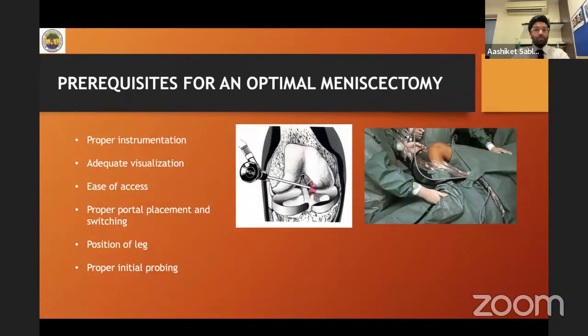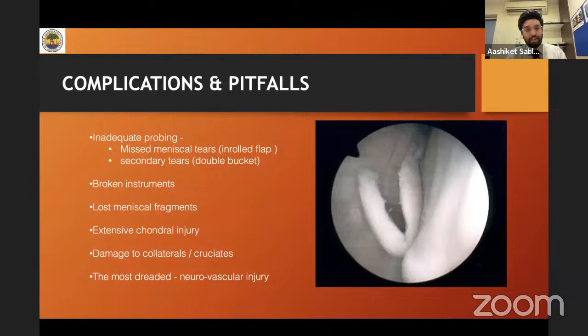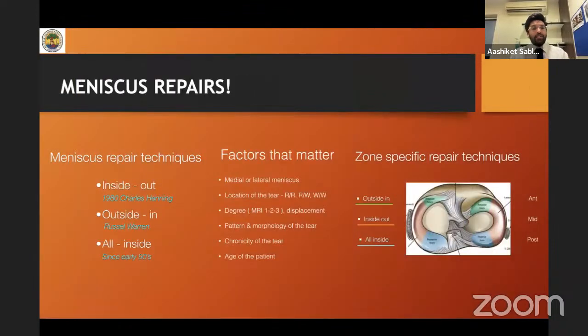So the prerequisites for an optimal meniscectomy, I would say, would be the use of proper instrumentation, adequate visualization of the joint, ease of access, proper portal placement and switching of portals, the position of the leg, and proper initial probing. As with any other procedure, the meniscectomy also has some complications and pitfalls: there may be inadequate probing, which might miss some injuries or tears. Instruments might get broken. There might be loss of some meniscal fragments, extensive chondral injury, damage to collaterals or cruciates, or some neurovascular injury. Now the currently trending topic, meniscal repairs.